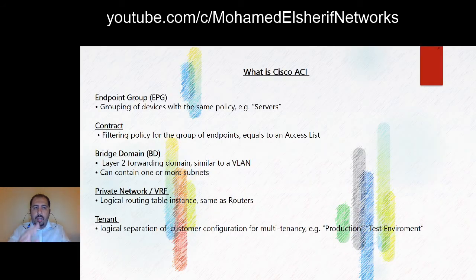We have now the EPGs, the endpoint group. As I mentioned, it's a policy where you can group your servers, your end hosts in general. We have another concept, which is the contract. The contract is typically acting as the access list. Before, you used to have the access list to filter the traffic between interfaces and VLANs. Now you have the access list called contract, and its main role is to filter between the EPGs.